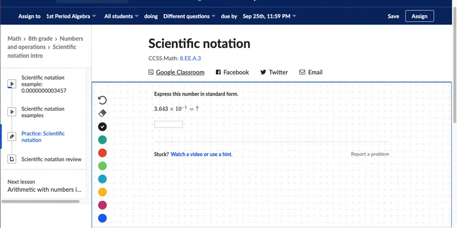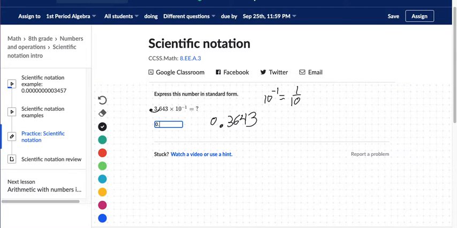Okay, 3.643 in standard form, meaning long form, I guess. So we're going to move our decimal place negative 1. So 3.643 times 10 to the negative 1. Remember our exponent rules. 10 to the negative 1 is the same thing as 1 over 10 to the positive 1, right? And so we're dividing by 10. That's another way to think about it. If we divide anything by 10, we move the decimal place 1 to the left. So we can put a 0 here, right? 0.3643.